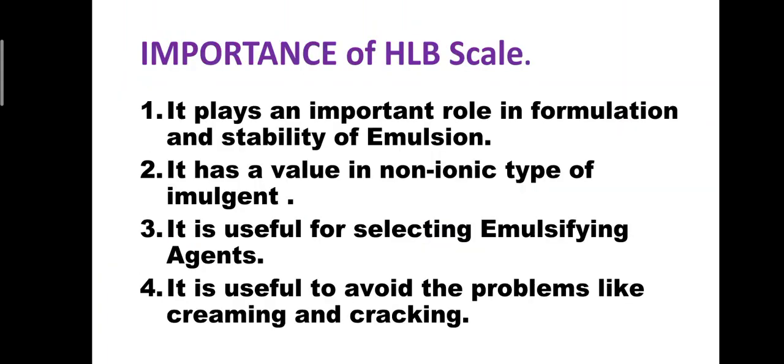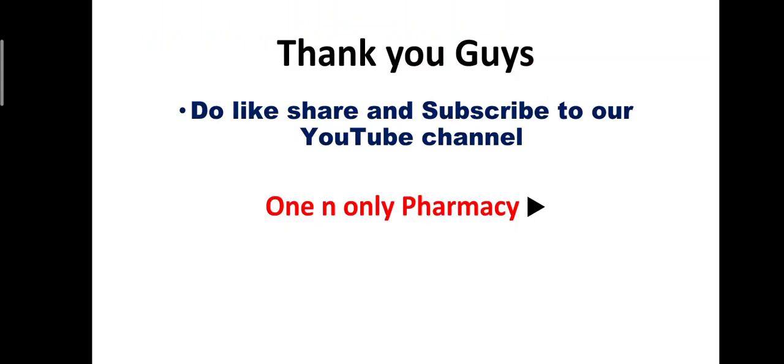Importance of HLB scale. Why was the HLB scale introduced by Griffin in 1949? It plays an important role in formulation and stability of emulsions. It has value in non-ionic type emulsions. It is useful for selecting emulsifying agents. It is useful to avoid problems like creaming and cracking.